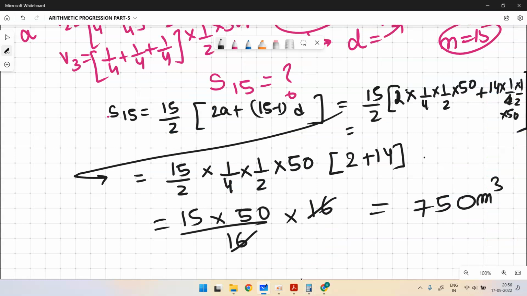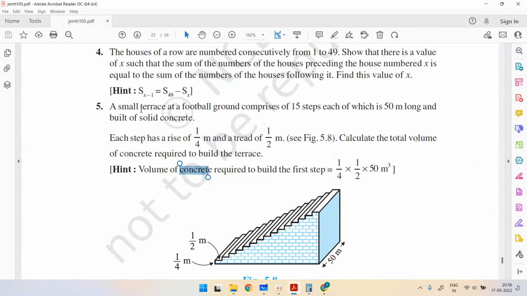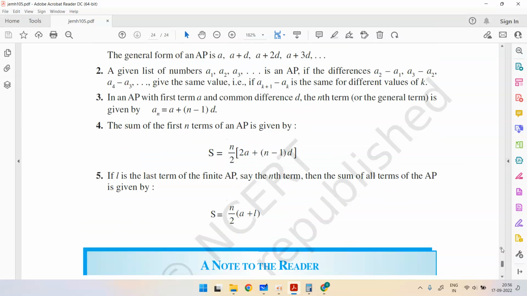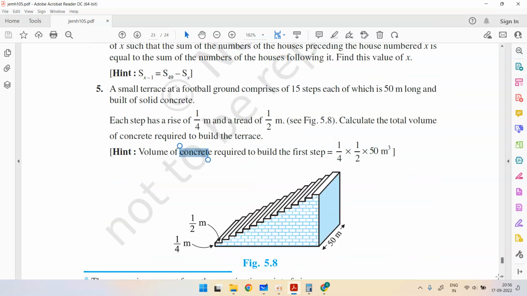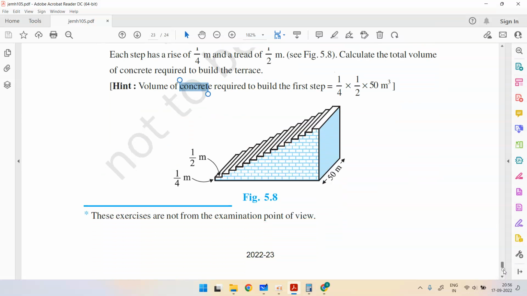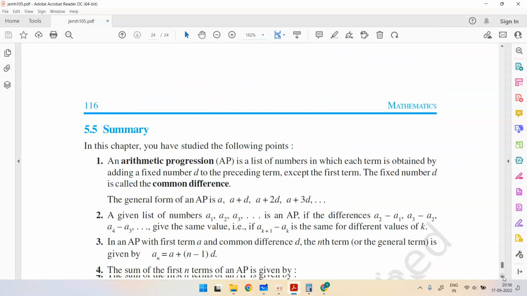This much meter cube of concrete is required to build this terrace. So this was the last question. And next is the summary.